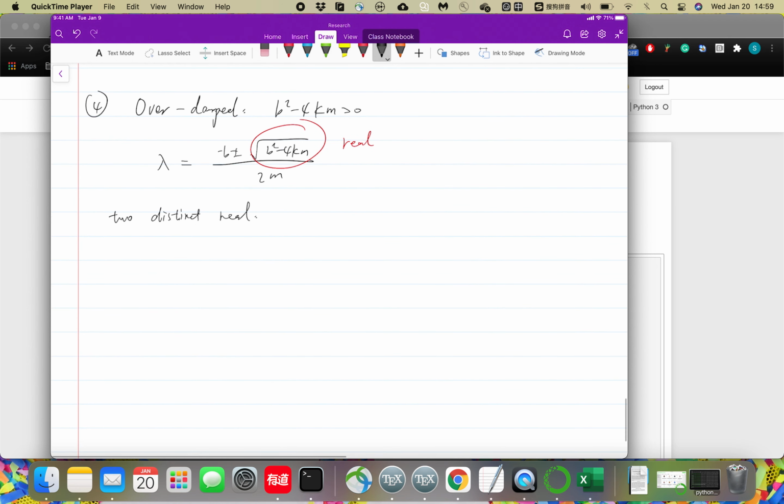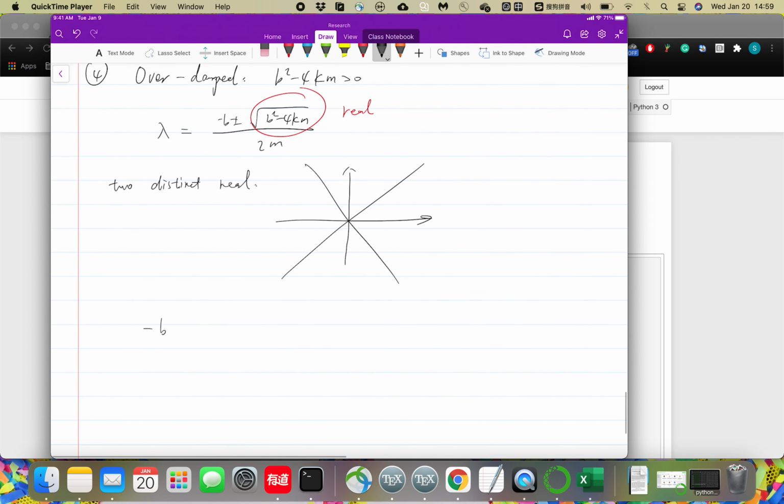Okay. Therefore, you have something like... Okay. Now, is it a source node, a source saddle, or spiral? No, sorry, or sink. You need to look at whether this one is positive or negative, right?